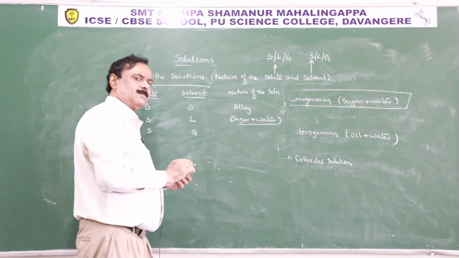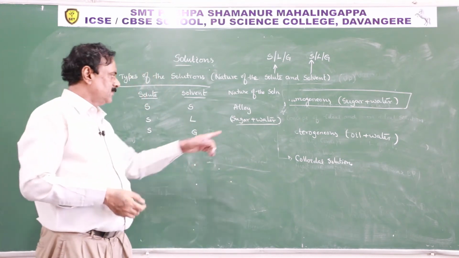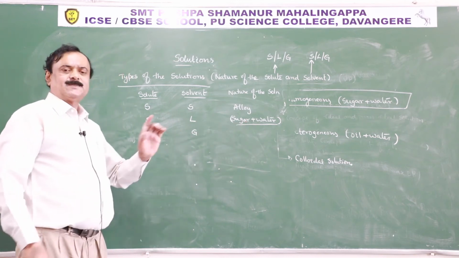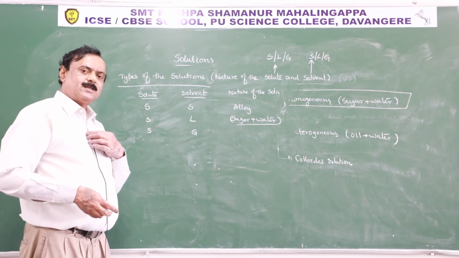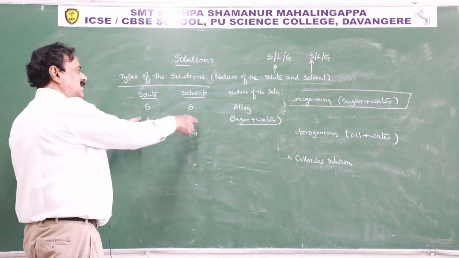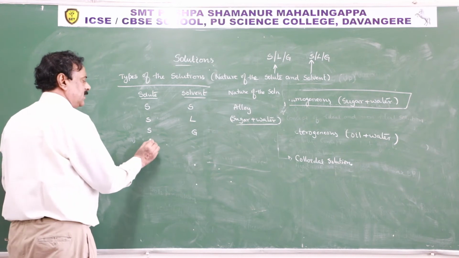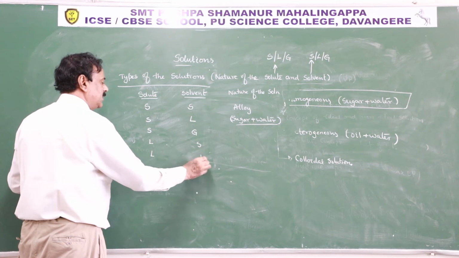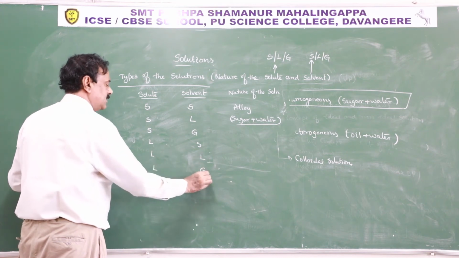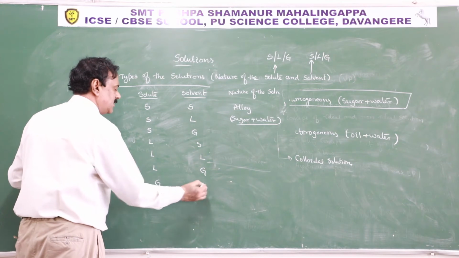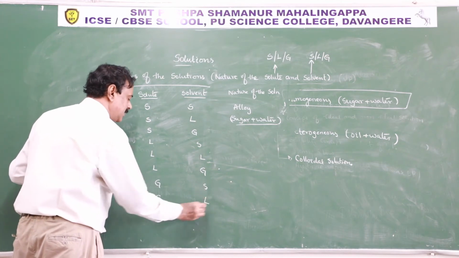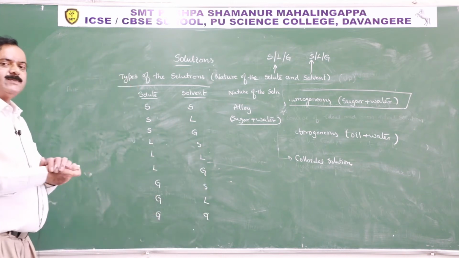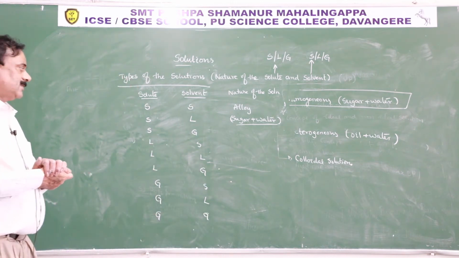Sugar plus water or salt plus water, whereas a solid in gas. These types of solutions are all good examples of binary solutions. Whereas a liquid in solid, liquid in liquid, liquid in gas, gas in solid, gas in liquid and gas in gas. There are 9 different types of solutions.